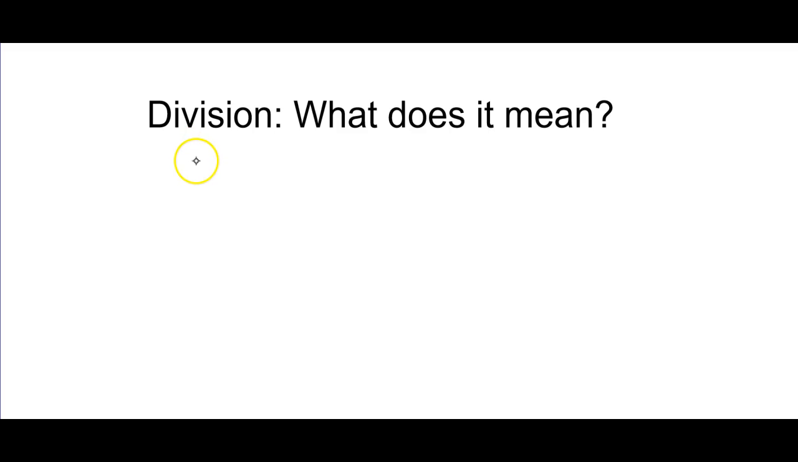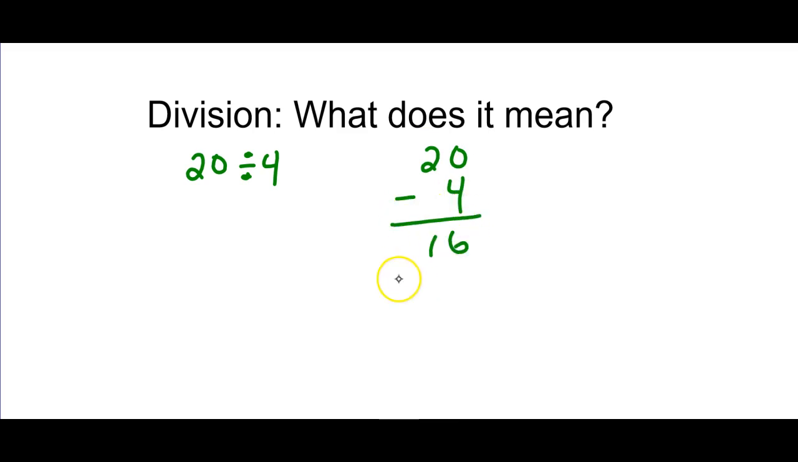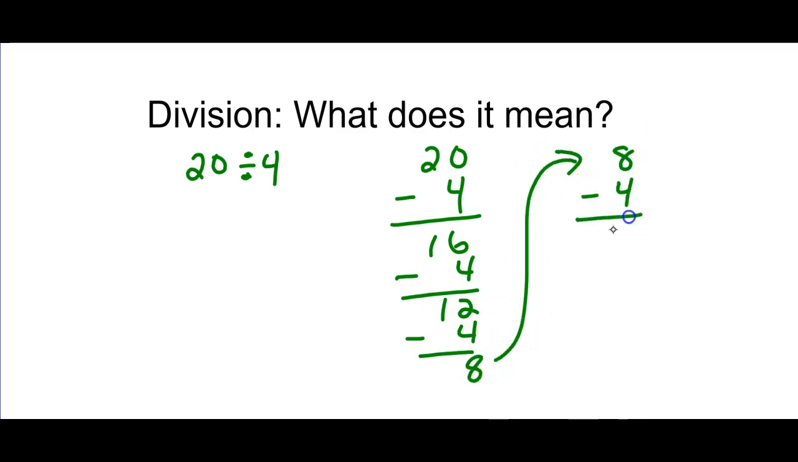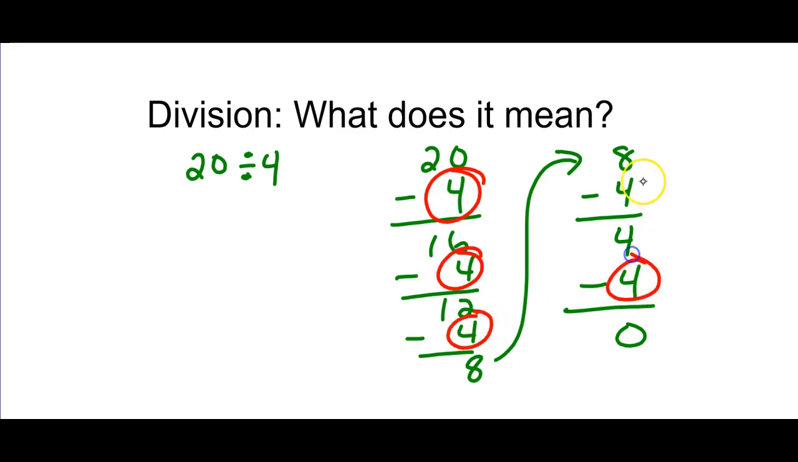So if I'm doing something like 20 divided by 4, it's how many times can I subtract 4 from 20? So 20 minus 4 gives me 16. Minus 4 gives me 12. Minus 4 gives me 8. I'm just going to move this up here. 8 minus 4 gives me 4, and then subtract another 4 there to get 0. So I go through and say, how many times did I subtract 4? And I subtracted it 5 times. So 20 divided by 4 is 5. So division is repeated subtraction.